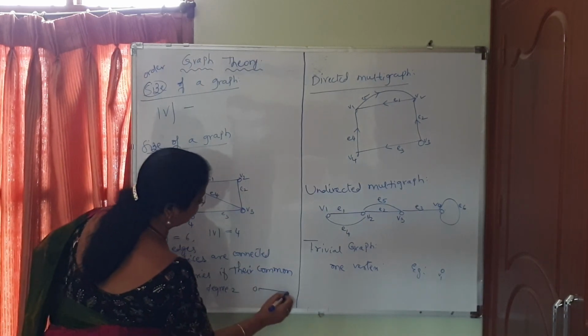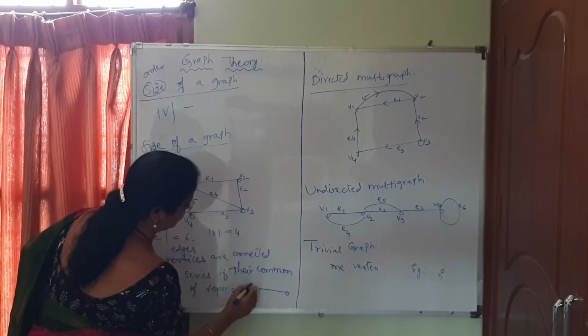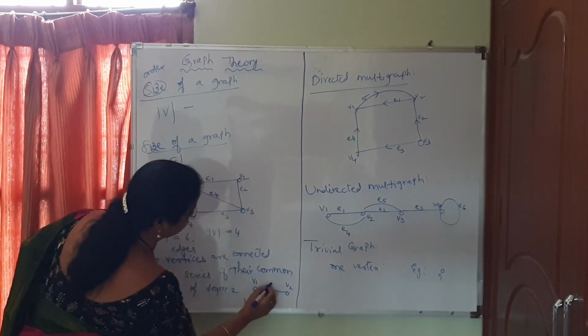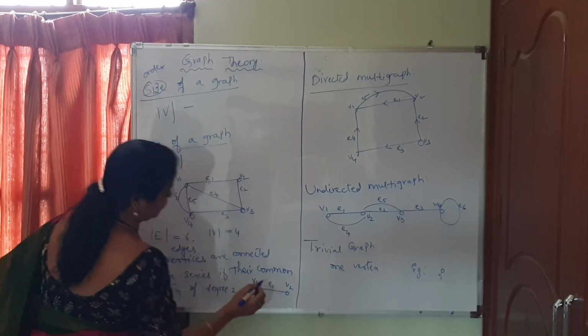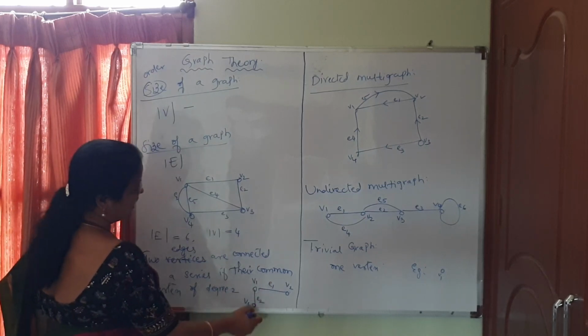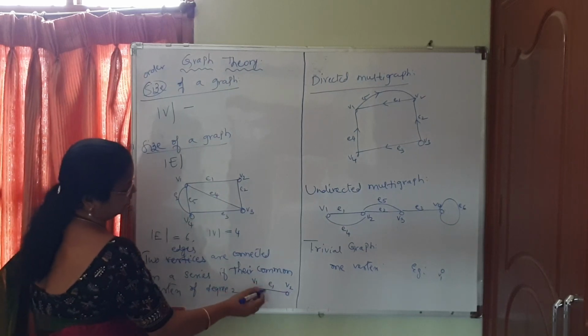Simple example. This is V1, V2, V3. This is edge E1, E2. We say that here E1, E2 edges are connected in a series. Why? Because their common vertex V1 is of degree 2.